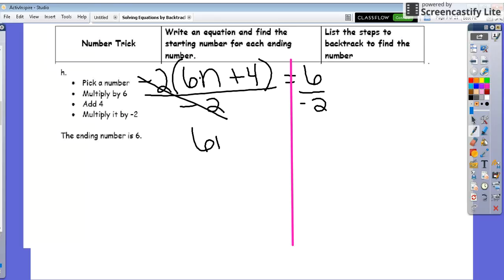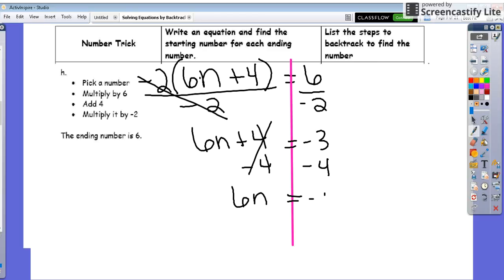And I'm just going to 6n plus 4 equals negative 3. Last thing that happened to n, so it's pick a number, multiply by 6, add 4. So I subtract 4. So I'm left with 6n on this side. And negative 3 and negative 4, they're on the same team, so we're just going to add them and keep the sign. And last thing, pick a number, multiply by 6. So I'm going to divide by 6. And I end up with n equals negative 7 over 6.